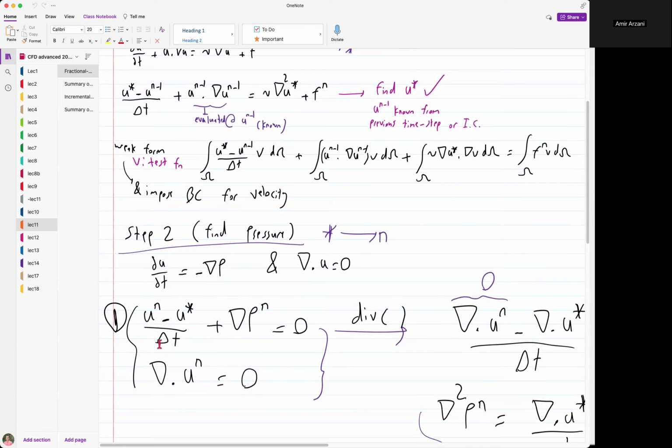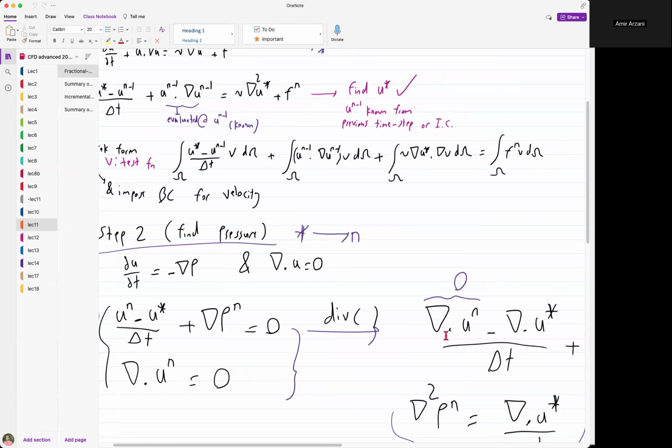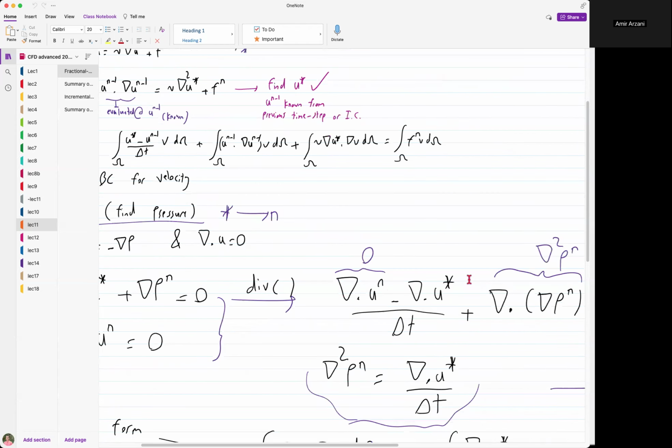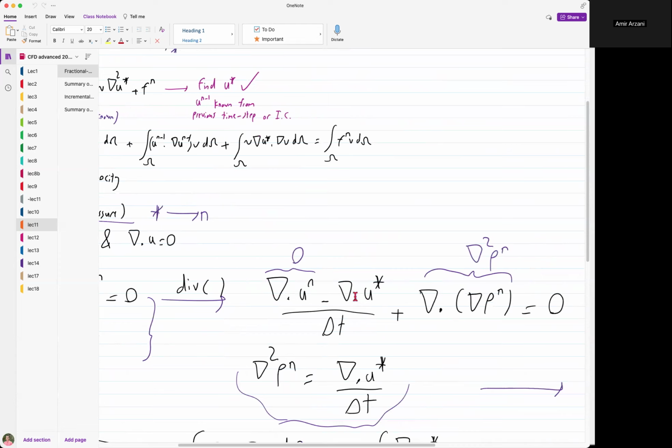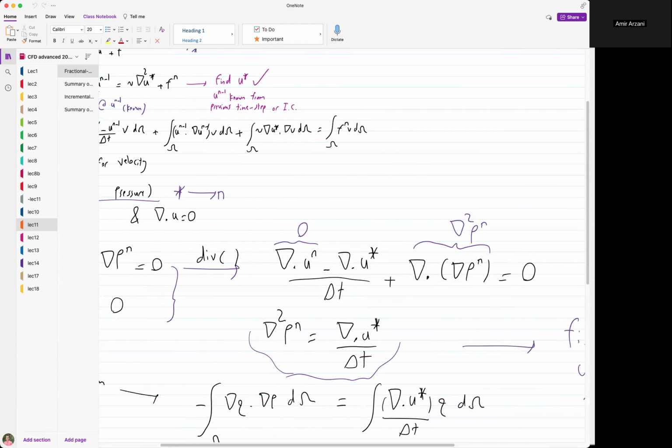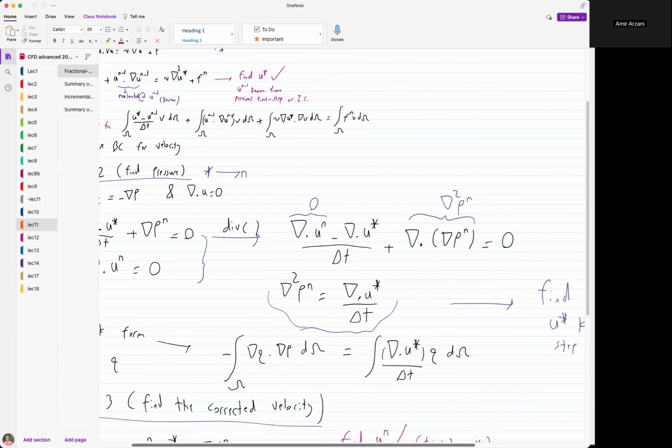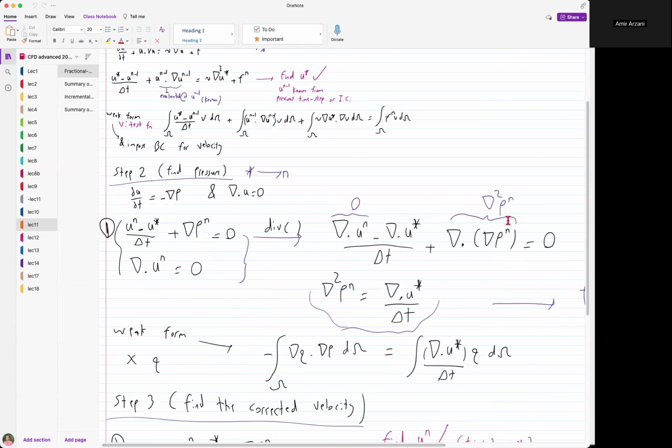Now, what I can do is take the divergence of this equation, and I get something very similar to the pressure Poisson equation we previously talked about. So by taking the divergence, this is what I get. Divergence of U^n minus divergence of U star, divided by delta t. So divergence of U^n is 0 because of my continuity equation, right?